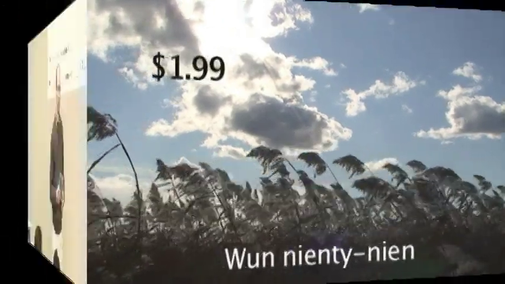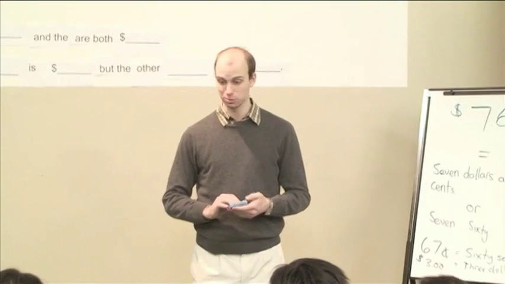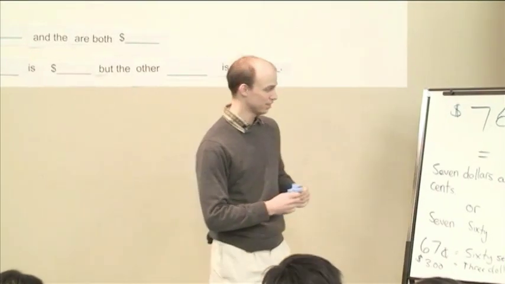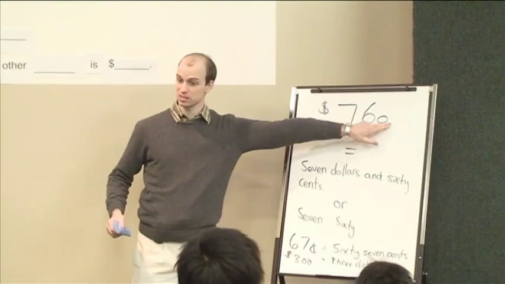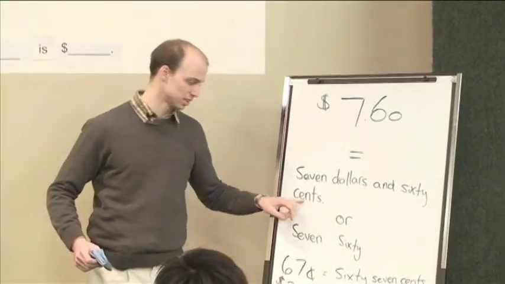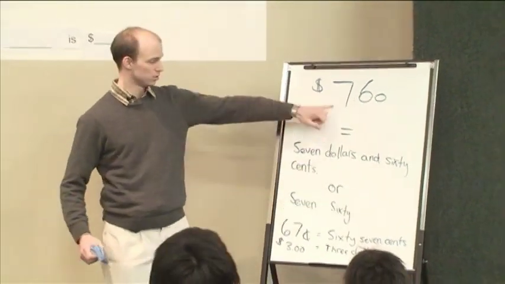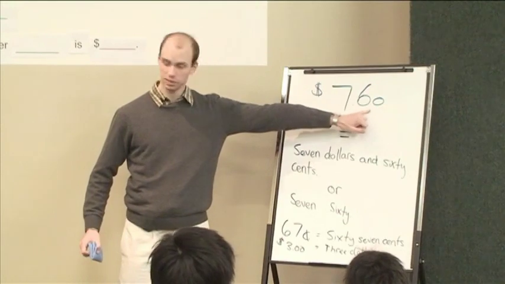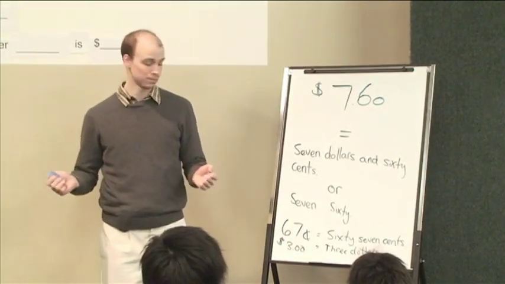Okay, if I can get everybody's attention, it looks like we're almost all done, so that's great. So remember, we have $7.60. It can be said $7 and 60 cents, or $7.60. You just take the number and the other number, $7.60, and that's it.